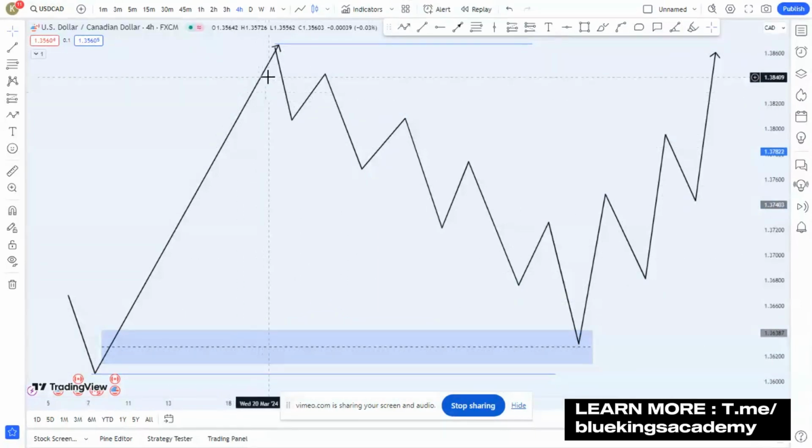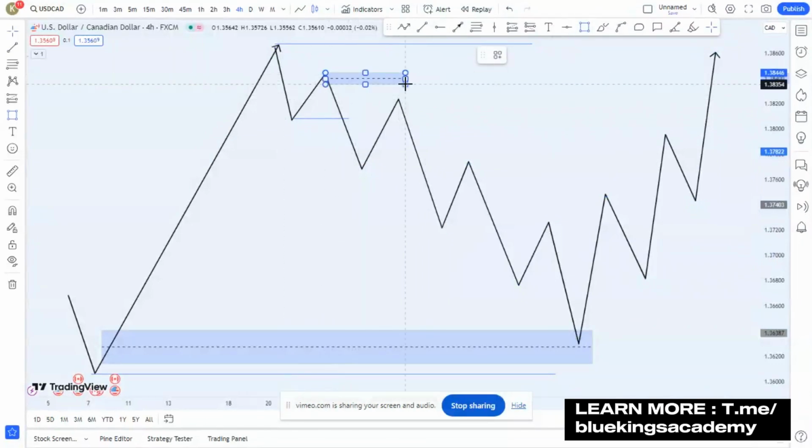So inasmuch as you know that's your draw on liquidity, all you need is a shift in market structure internally here. That's all you need. And when that shift in market structure occurs, you need price to pull back to an FVG or supply or any POI and then move down. So this is now your new destination.